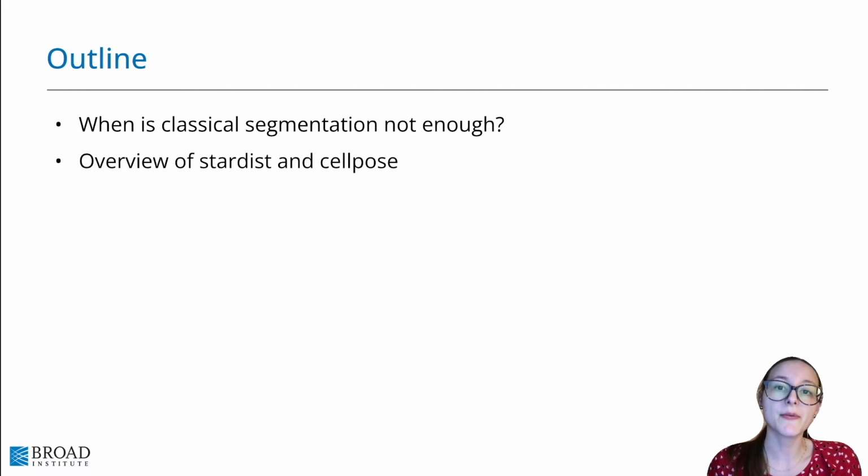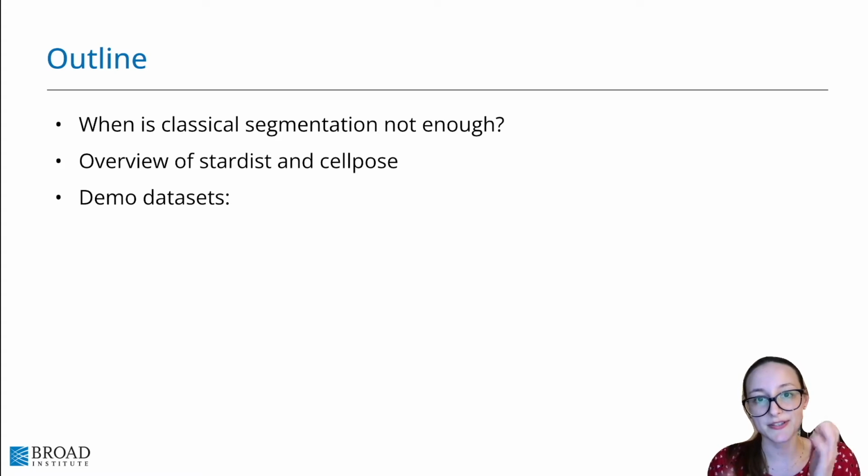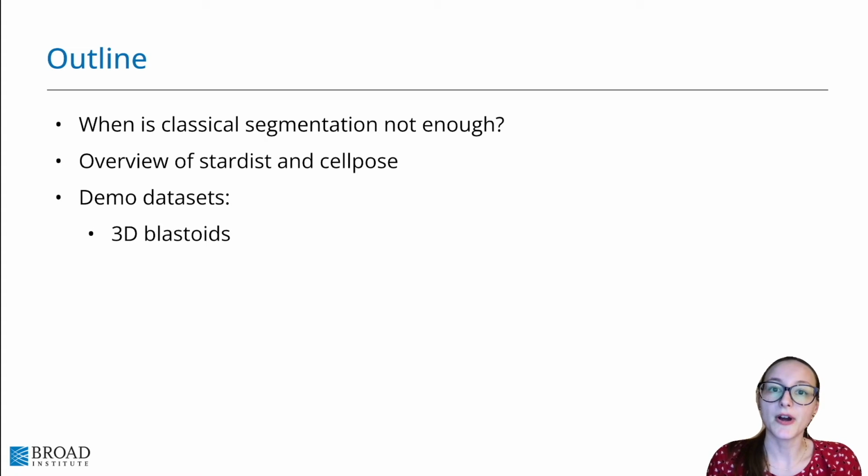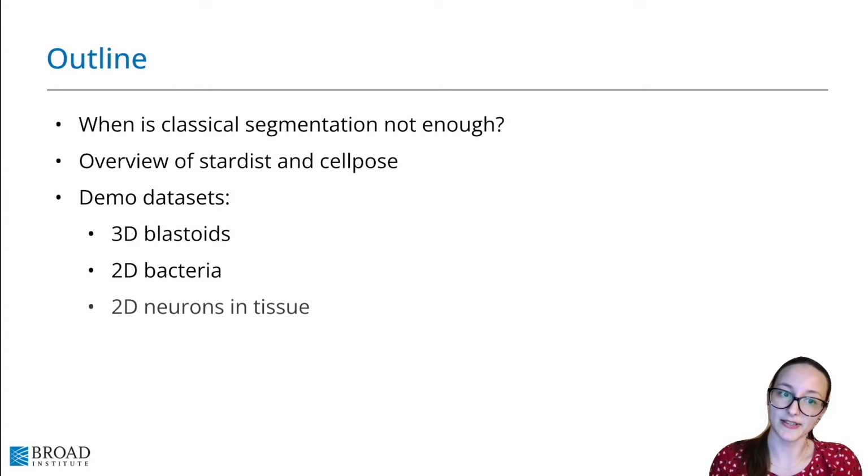I'll go through a very brief overview of StarDist and Cellpose so you can understand a little bit about the differences between these two. We'll then introduce 3 vignettes that are demo data sets that will demonstrate the performance of these plugins on different types of images. So we'll go through a 3D case with some blastoid images, 2D bacteria images, and 2D neurons in tissue.